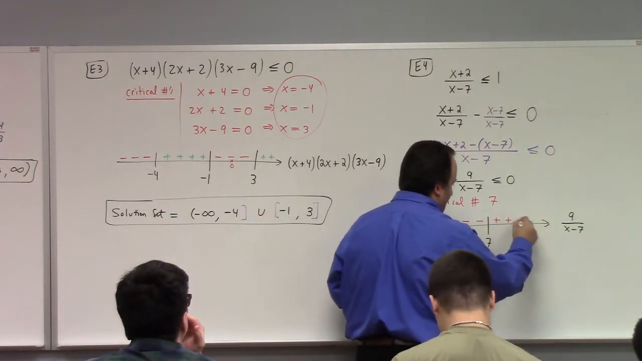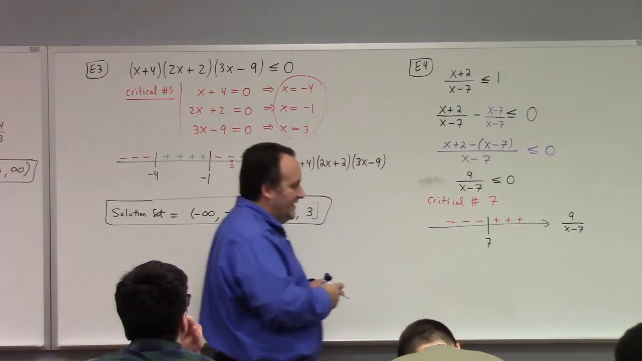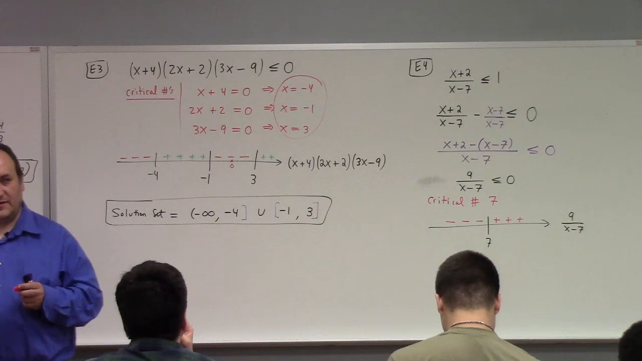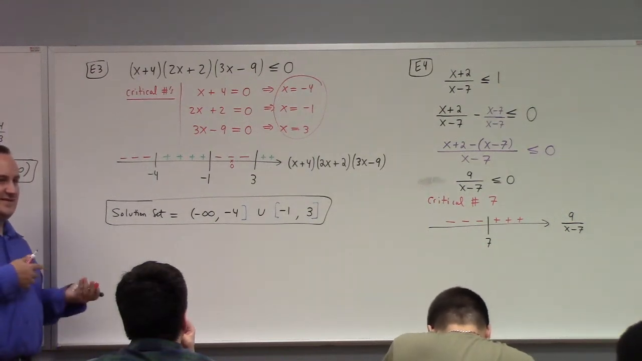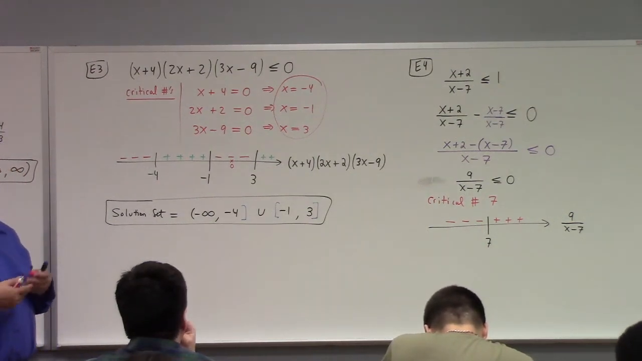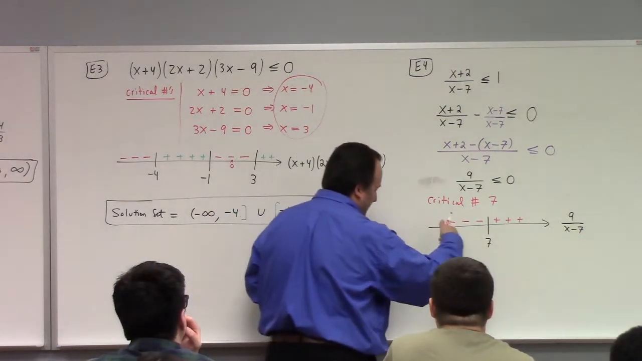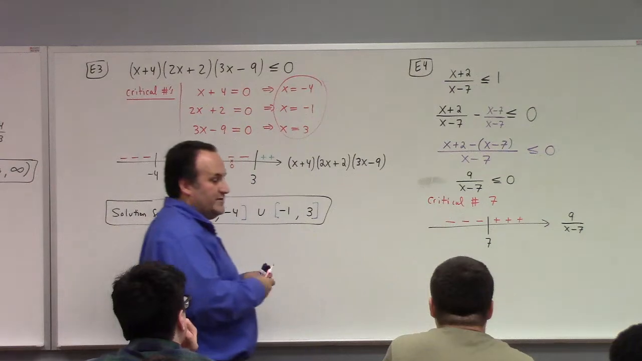I think more responsible choices would have been plugging in 8 or 6. That makes it easy. 8 and 6 are nice points to plug in here, because then you've got 8 minus 7 is 1, or 6 minus 7 is -1. And it doesn't matter. Plug in whatever points you want. It's minuses and pluses, right? What is the solution set here?